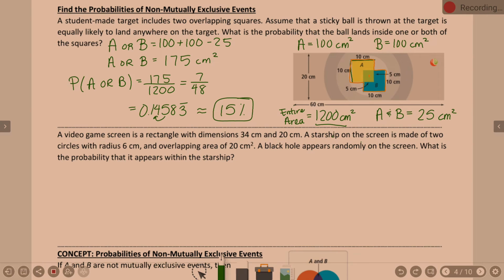A video game screen is a rectangle with dimensions 34 centimeters and 20 centimeters. A starship on the screen is made of 2 circles with radius 6 centimeters and overlapping area of 20 square centimeters. A black hole appears randomly on the screen. What is the probability that it appears within the starship? Disclaimer, I did not write the problem. It came from the book.